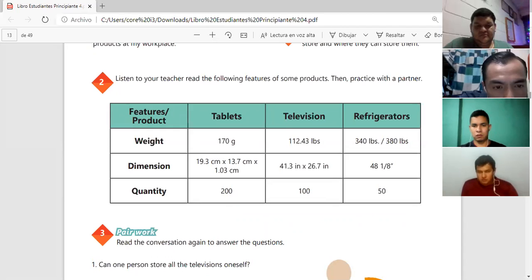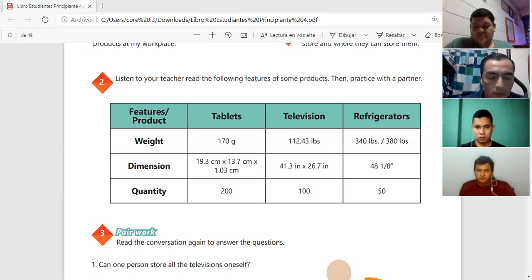41.3 inch. Okay, good. By 26.7 inch. Good. Okay, inch is singular and plural is inches. So the first measure was centimeters and the second one is inches. So you would say inches like this. Good, inches.